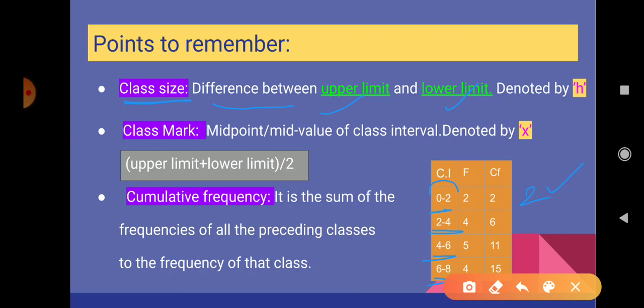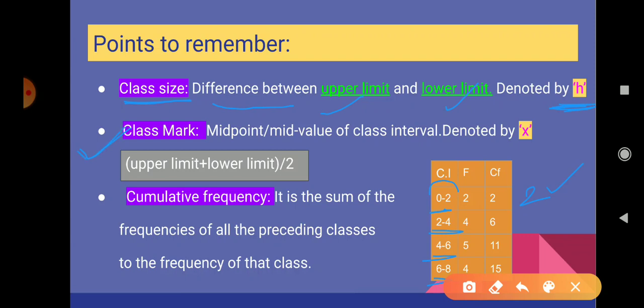So if we subtract the lower limit from the upper limit, we get one value that we call class size, and we represent it by the letter h, small h. Again I am repeating, class size means the difference between the upper limit and the lower limit, and it is denoted by h. If they ask the value of h in the class interval, you just subtract the lower limit from the upper limit. Next point is class mark. Don't confuse: size means the difference between upper and lower.